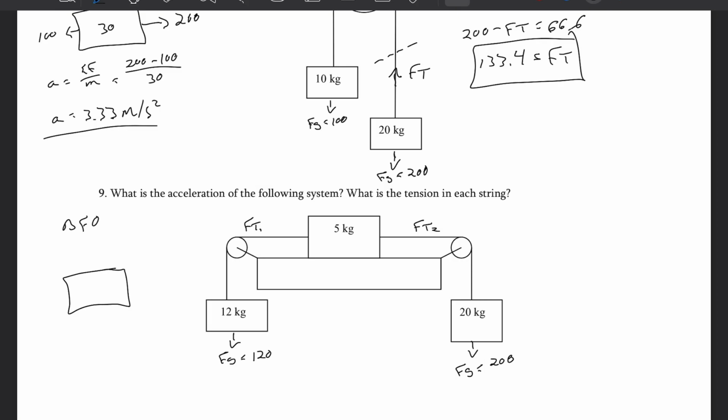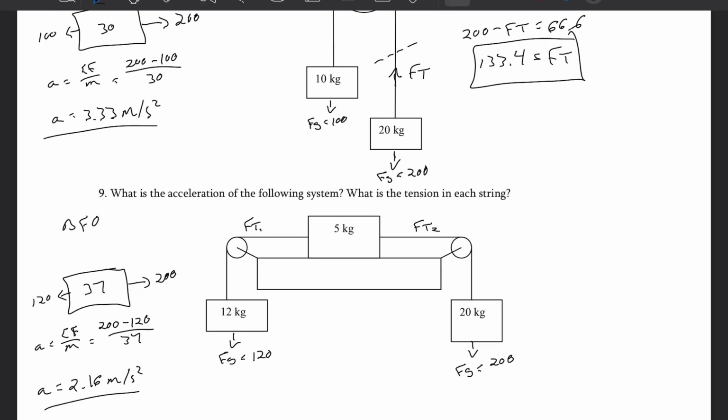Big freaking object, 32 kilogram mass in the middle. Oh, I'm sorry, I forgot the 5 kilograms in the top. All of the mass goes in at 12 plus 5 plus 20, 37. 120 to the left, 200 to the right. Net force is 200 minus 120, and we're going to divide by the total mass, 37. 80 divided by 37 is 2.16 meters per second squared.